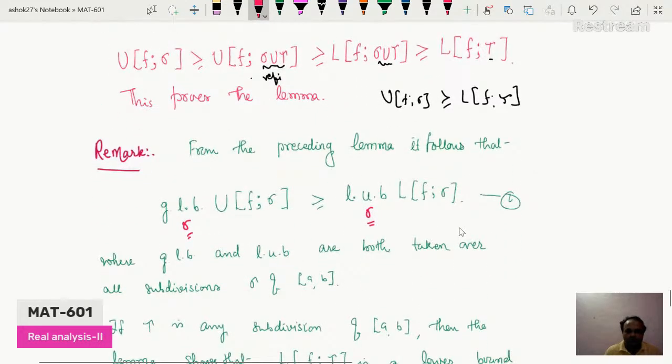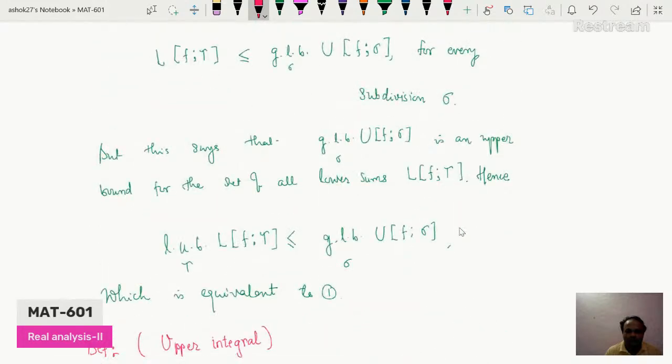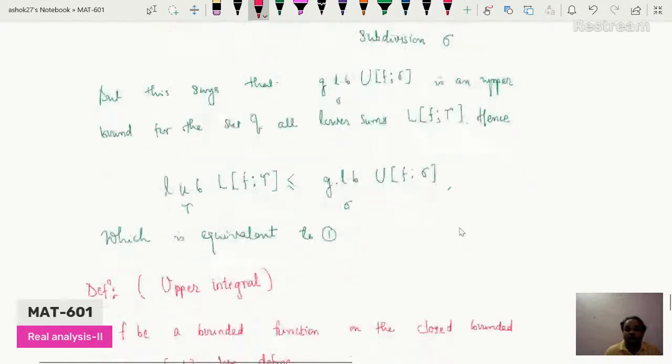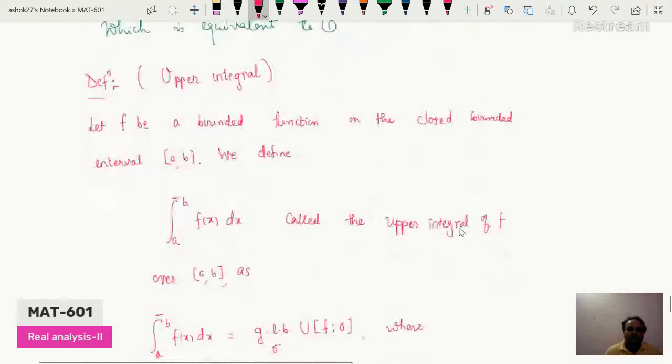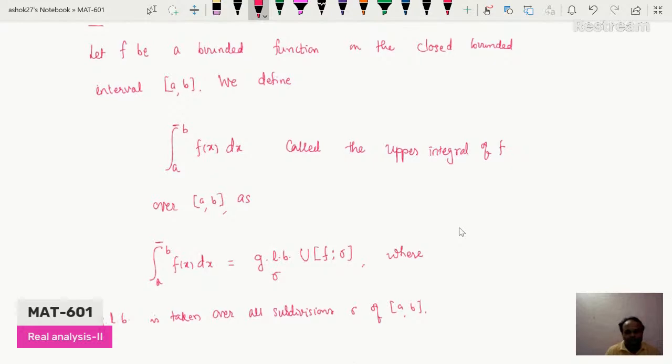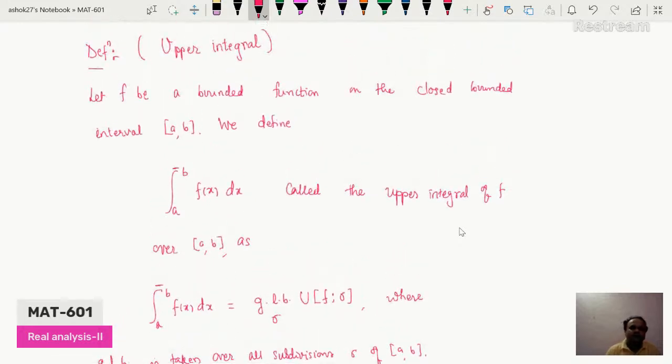So in the earlier inequality, we are taking the greatest lower bound and least upper bound with respect to the same subdivision, and here we are taking the least upper bound with respect to subdivision tau and the greatest lower bound with respect to subdivision sigma. So next we will define the upper integral. What is the definition of the upper integral? Let's suppose, actually this is the definition of the upper Riemann integral. So you can correct it: it is the upper Riemann integral.